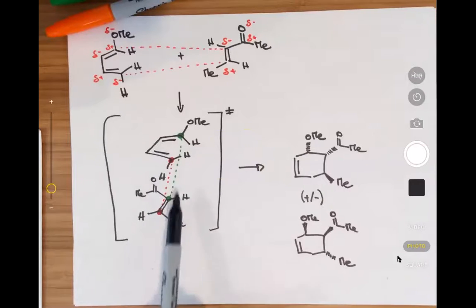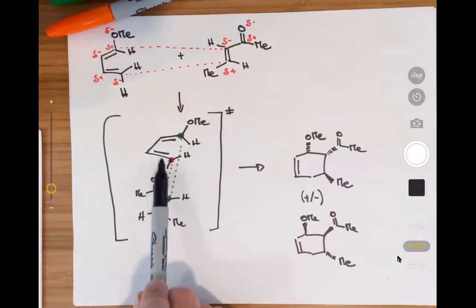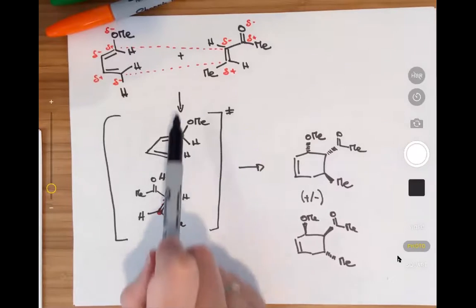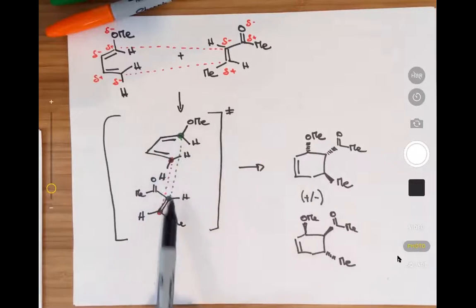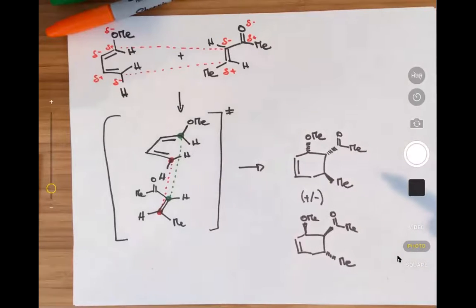So I arbitrarily decided in this case that I was going to draw the dienophile underneath the diene. Of course, I could have taken this system and placed it on top of this. So if I drew the diene below the dienophile, I would have gotten this as the major product. And since these are equivalent, essentially, the probability that I'm going to adopt either of these positions is the same, I'm going to get a racemic mixture of these two enantiomers out of the reaction.